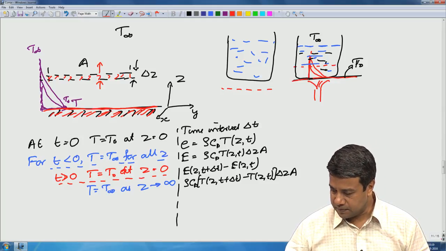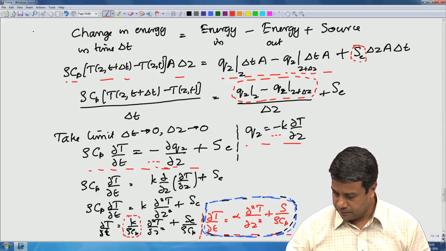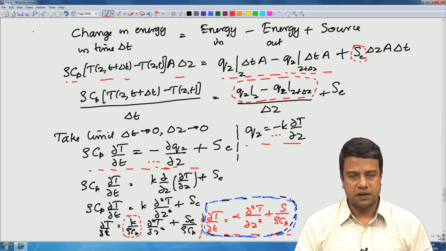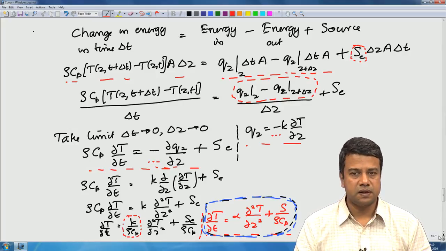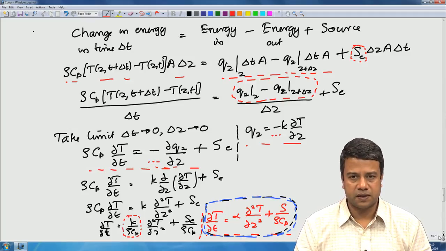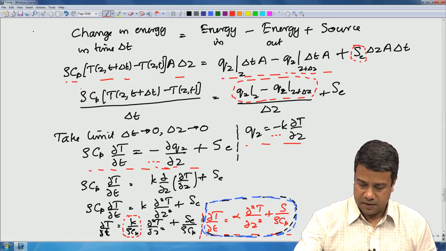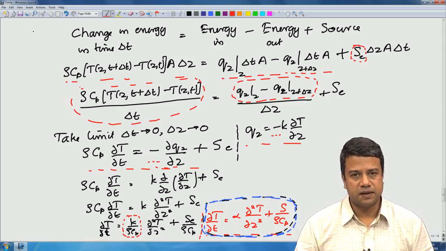So, we had posed this problem. Change in energy within a time delta t is equal to energy in minus energy out plus the sources of energy, may be due to phase change, due to exothermic reactions, due to endothermic reactions, and so on. The change in energy within a time delta t is just equal to the internal energy of the fluid at time t plus delta t minus the internal energy at time t.